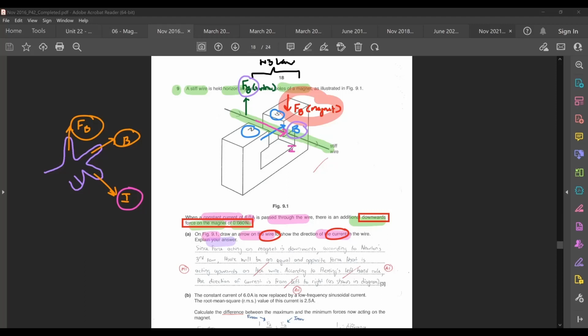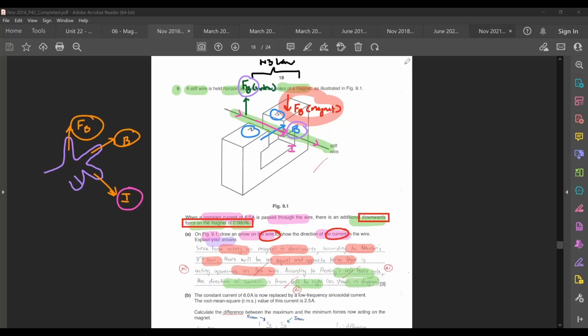Okay, so just draw an arrow to indicate the direction of your current on the diagram itself, but you still need to explain your answer. So how you explain it is through something like this. Since force acting on the magnet is downwards, according to Newton's third law, there will be an equal opposite force that is acting upwards on the wire. And according to Fleming's left-hand rule, the direction of the current now should be from left to right, as shown in the diagram above. Okay, so that's for that particular question here.